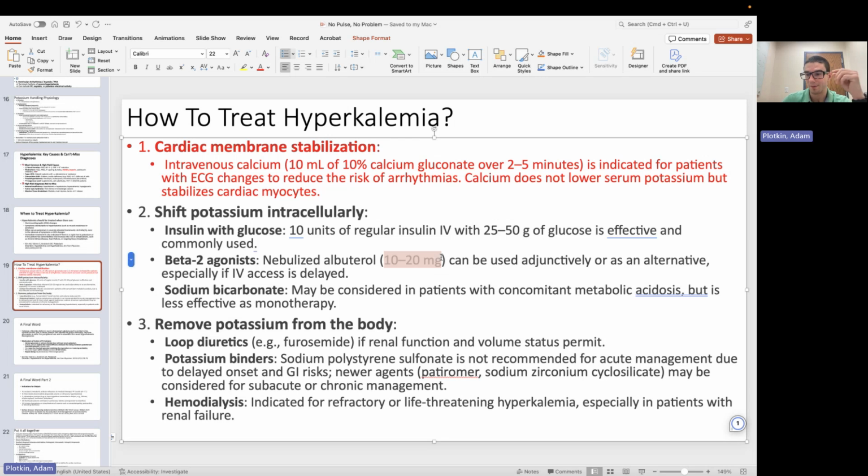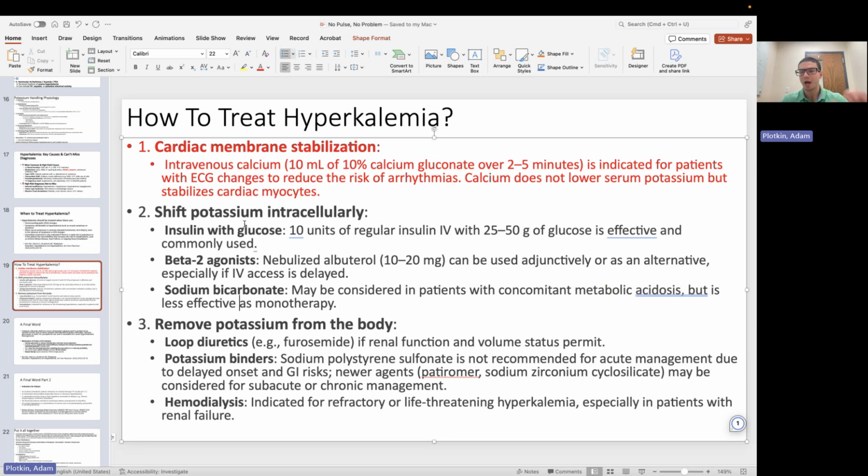But this super high level of albuterol can cause a lot of side effects like tachycardia, tremors, can cause neurological manifestations, right? So it does not come without risks. So really, insulin with glucose, number one. We can consider sodium bicarb if they have, on top of this, metabolic acidosis, but it's really less effective. It's never first line.